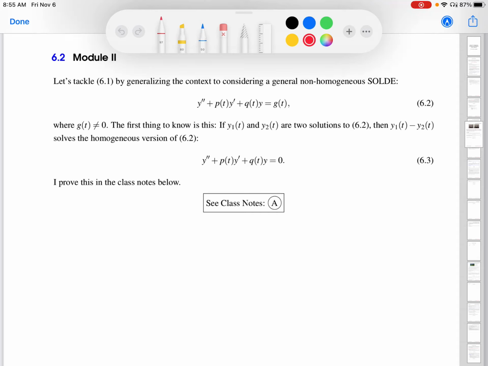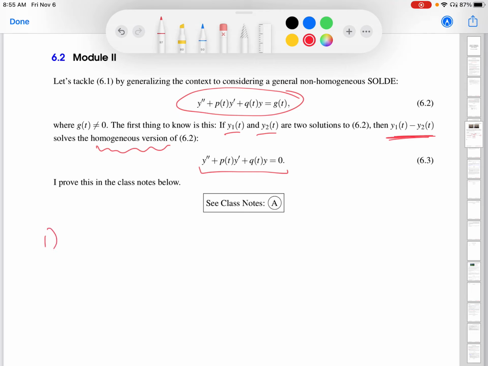We are working on class notes A in lesson 6. In these class notes, we want to show that if you start with a non-homogeneous equation and you know two solutions to that non-homogeneous equation, then the difference of those two solutions solves the homogeneous version of the equation, this one over here. So that's our objective. That's what we'd like to show.